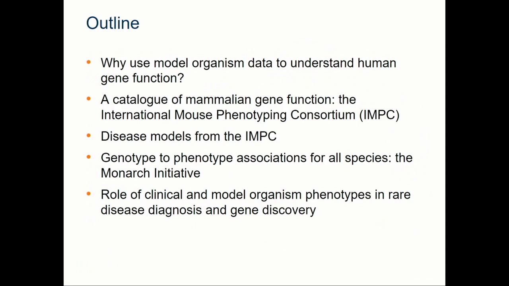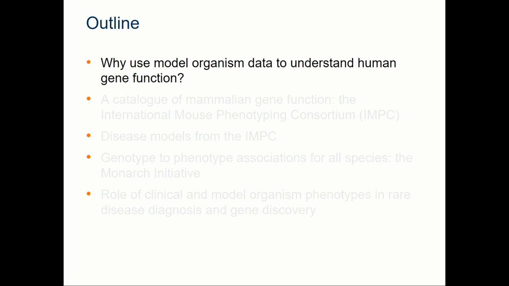So I won't start from the beginning again, I'll start at the overview slide again. I'm going to cover why we'd want to use model organism phenotype data to understand human gene function. We'll talk about the largest project collecting mammalian genotype to phenotype associations, the IMPC, and the disease models emerging from that. A lot of the data, the ontologies and the software that allow us to do this work come from the Monarch Initiative. I'll briefly describe that and then finish up with how we use it in disease diagnosis and discovery programs, bringing in the clinical phenotypes.